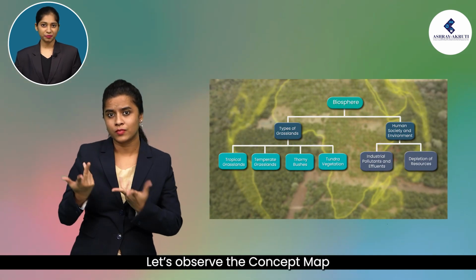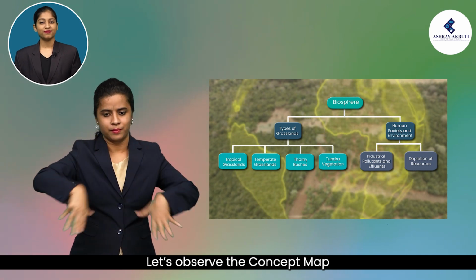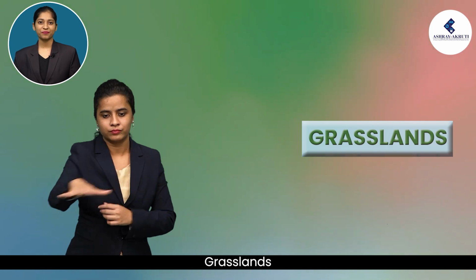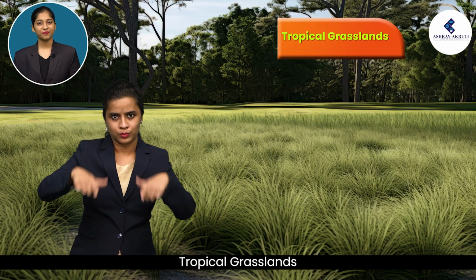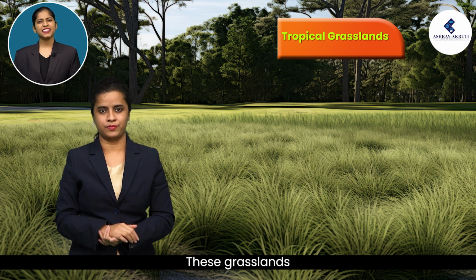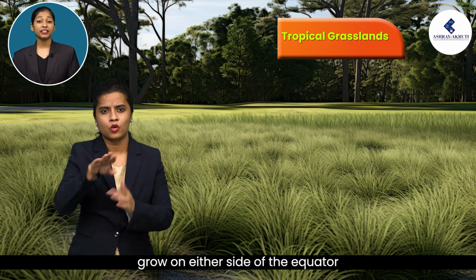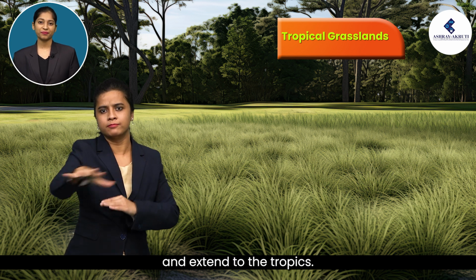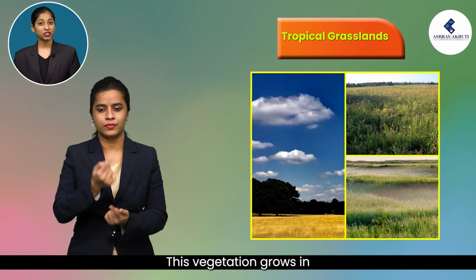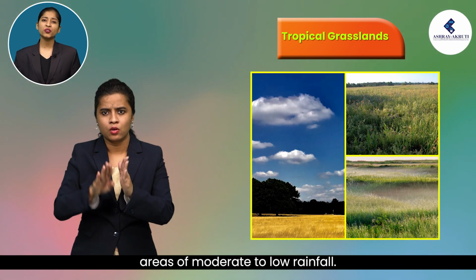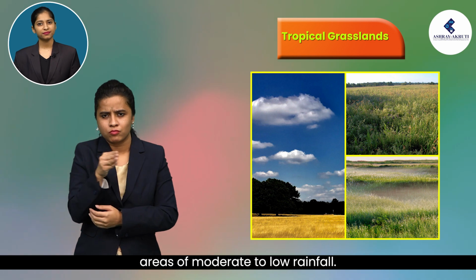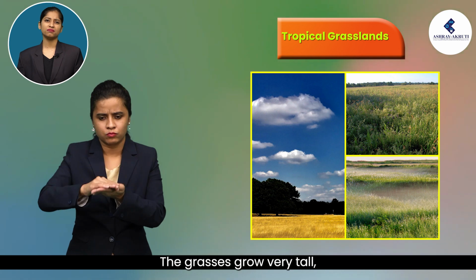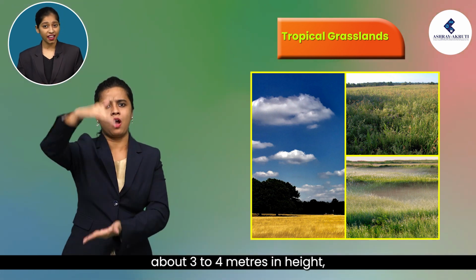Let's observe the concept map. Grasslands. Tropical grasslands. These grasslands grow on either side of the equator and extend to the tropics. This vegetation grows in areas of moderate to low rainfall. The grasses grow very tall, about 3 to 4 meters in height.